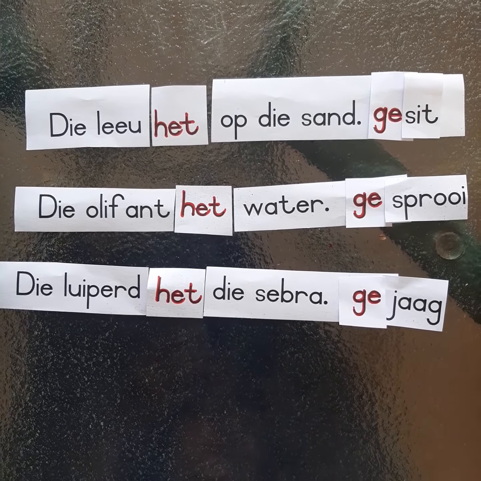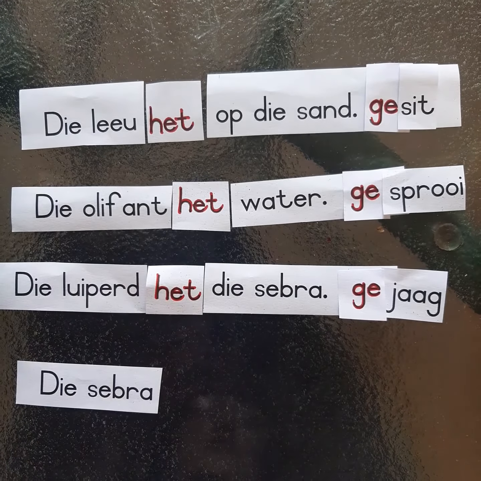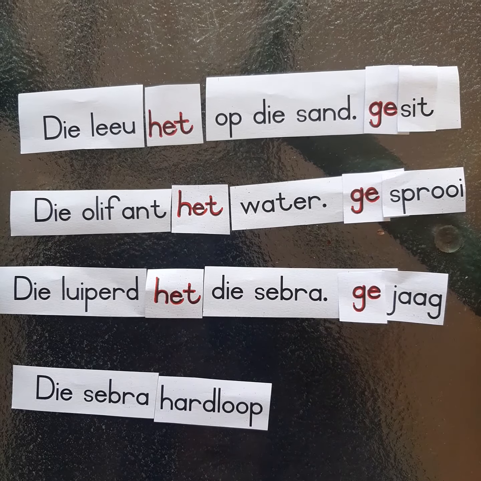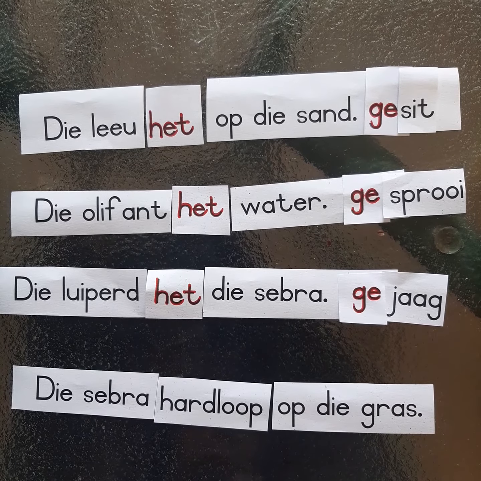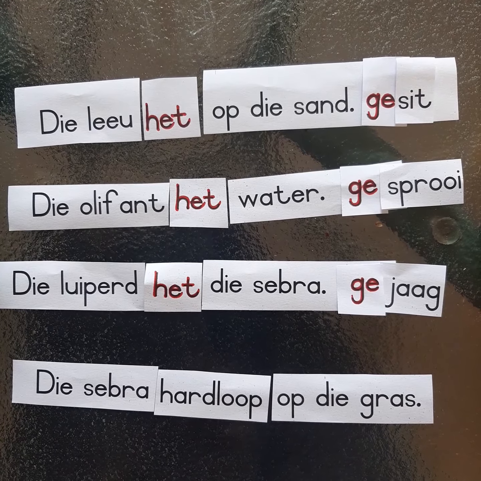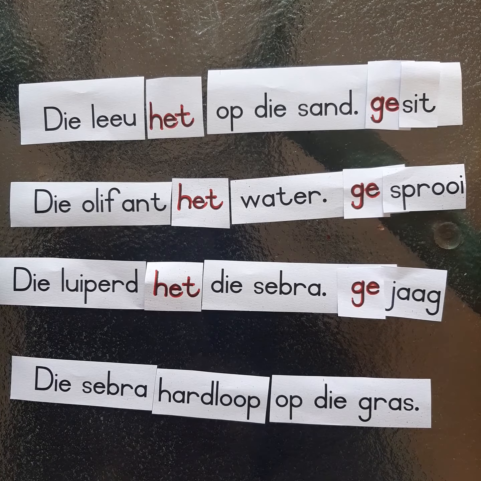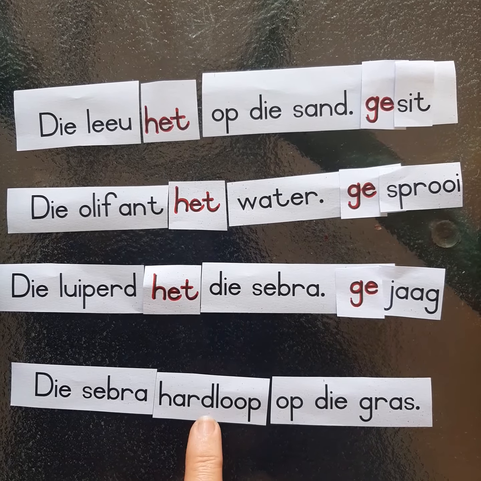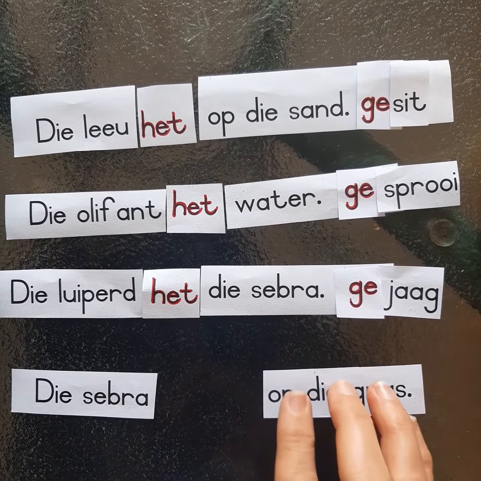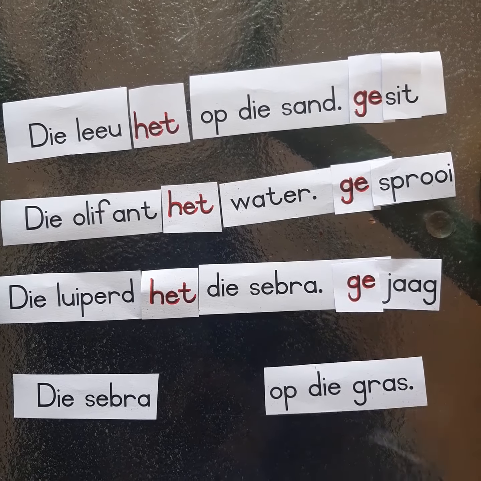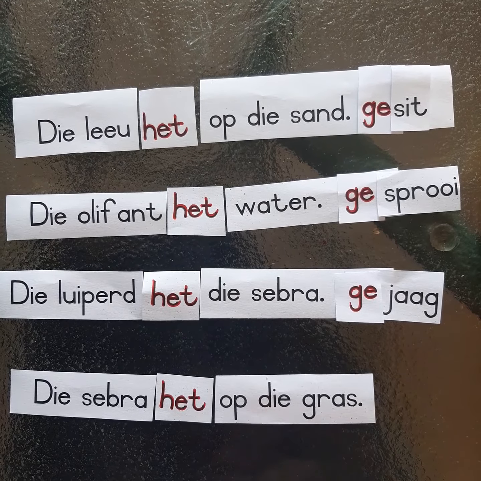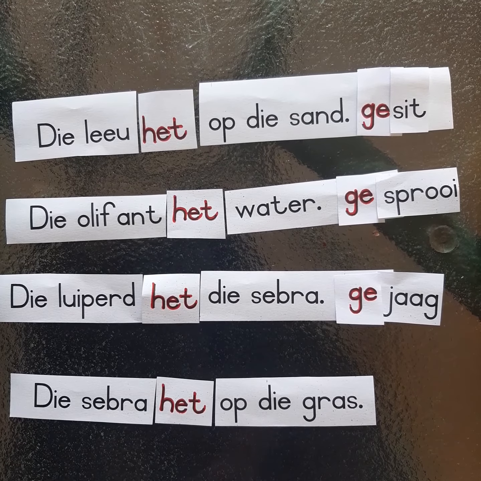We've got die zebra hardloop op die gras. Die zebra hardloop op die gras. Wat doen die zebra? Hy hardloop. So we take out hardloop. And what do we put in that place? We put the word het. Die zebra het op die gras.